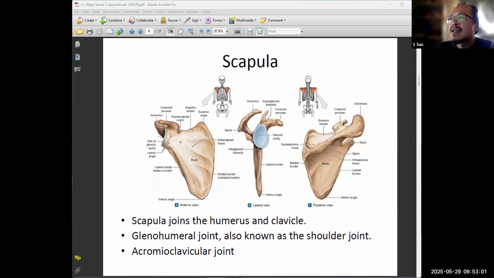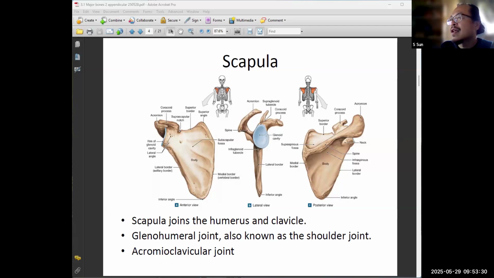This glenoid has a smaller structure called the rim. Rim means a surrounding ring of the glenoid cavity. So that's the lateral angle. When you look at this side, the lateral view, you see the glenoid cavity.